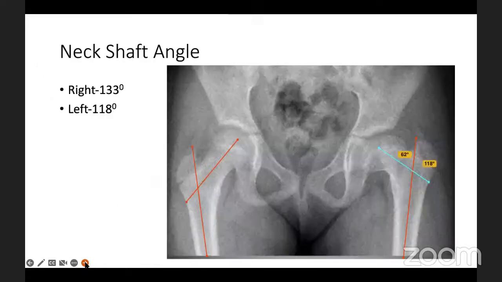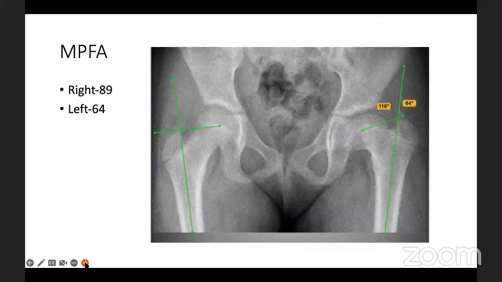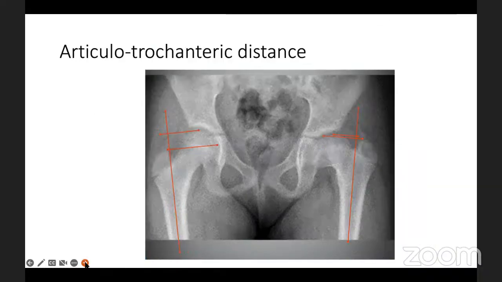On measuring, the neck shaft angle on the left side is decreased. It is 118 degrees, and on the right side it is 133 degrees. The medial proximal femoral angle on the right side is 89 degrees, and on the left side it is again decreased. It is 64 degrees. And the articulotrochanteric distance is also decreased on the left side. On the left side, the apex of the articular surface is almost at the level of the trochanter.